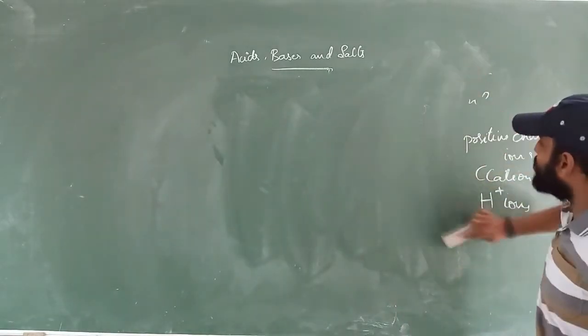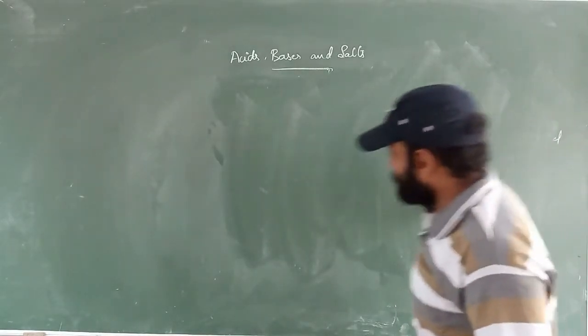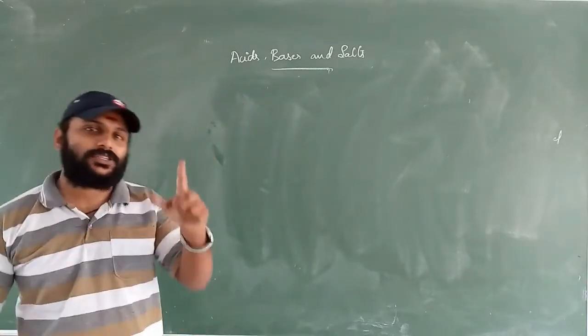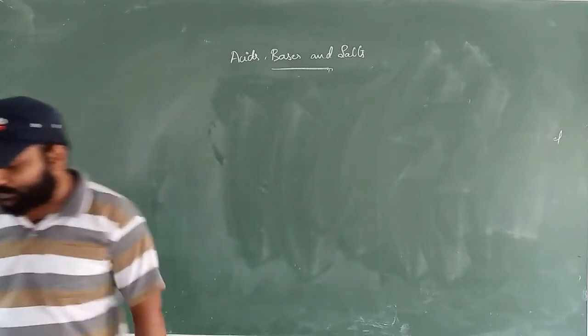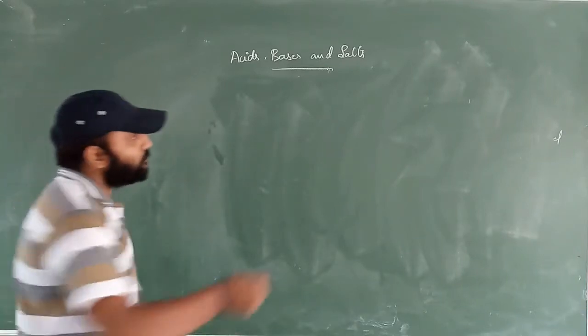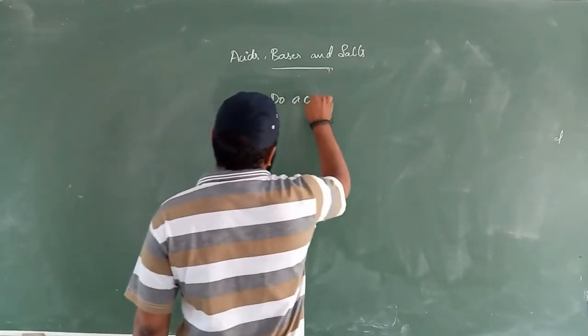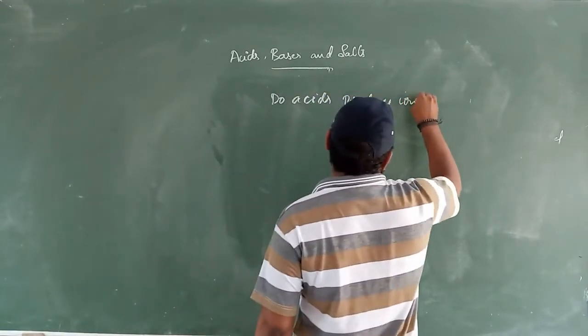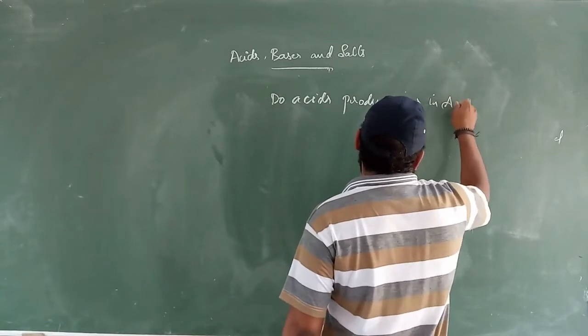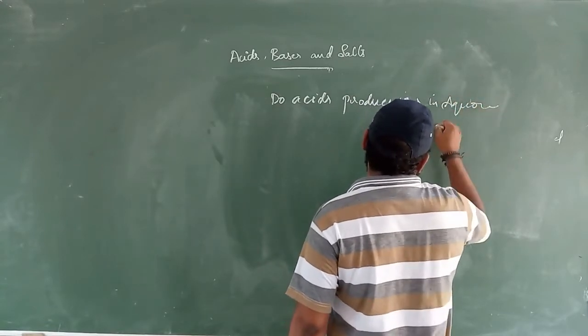So here we have seen that when an acid is placed in water, dissociation of ions will take place. What is the aqueous solution? So the next topic: do acids produce ions in aqueous solution?